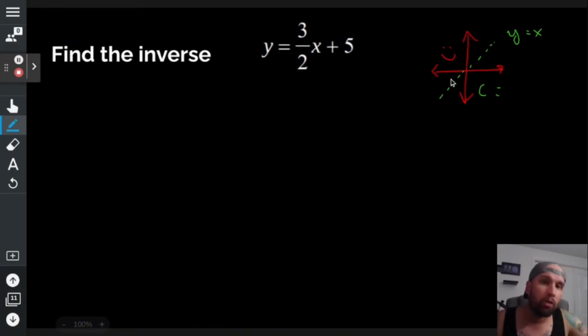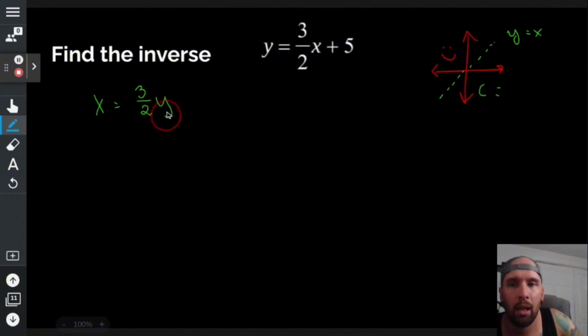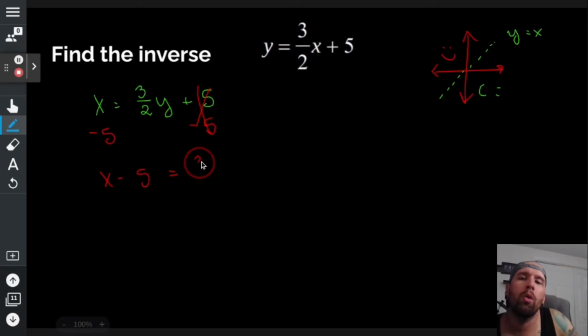When you do an inverse, step number 1 is swap y and x. So instead of y equals 3 halves x plus 5, x equals 3 halves y plus 5. Now my job is to solve for the new y. Let's subtract 5 from both sides to get rid of the constant first. x minus 5 doesn't combine, no big deal. That's going to equal 3 over 2 y.